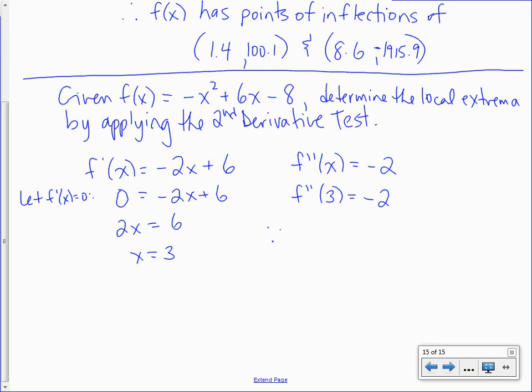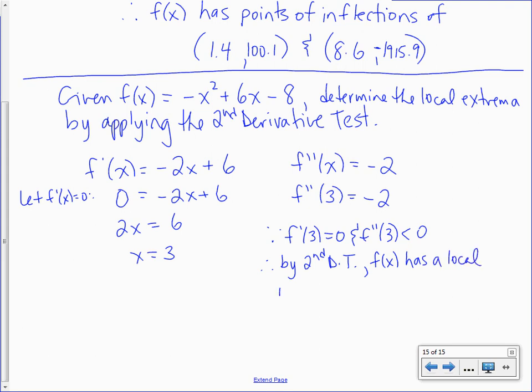This is your justification for the second derivative test. Since f prime at 3 equals 0, and f double prime at 3 is less than 0, therefore, by the second derivative test, f at x has a local max.